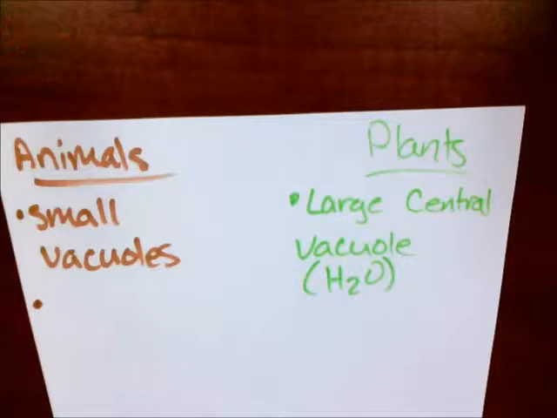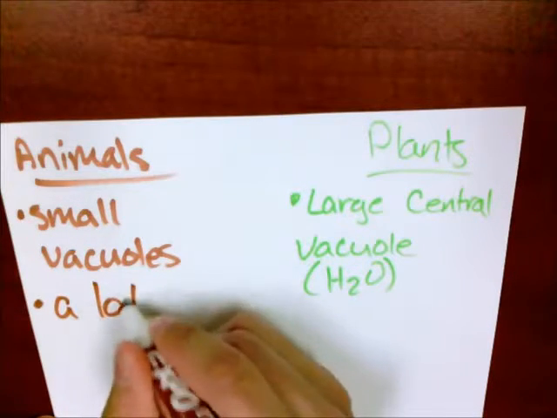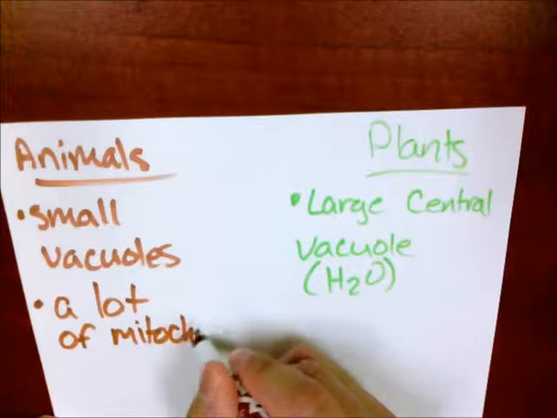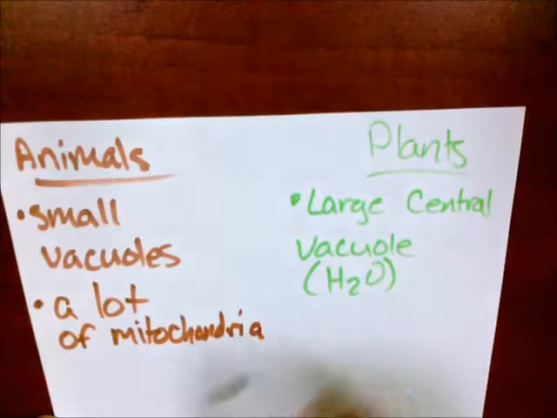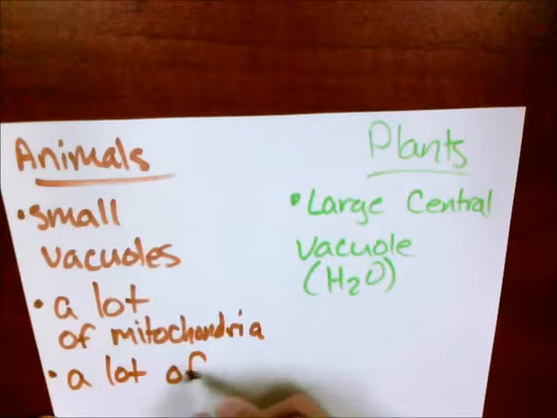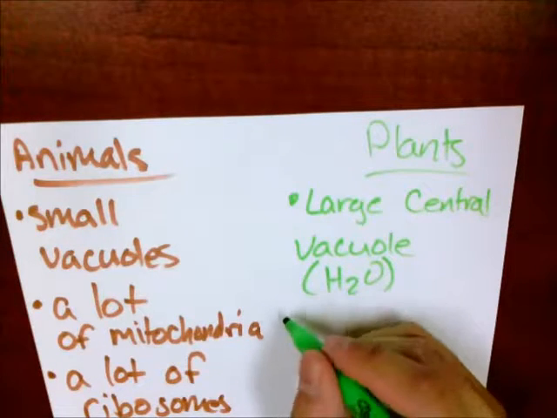Animal cells also have a lot of mitochondria. Alright, plant cells don't have quite as many. They also, in animal cells, have a lot of ribosomes. Again, that doesn't mean that plant cells don't have ribosomes or mitochondria. It just means they have significantly less. Okay? But plants do have other things.